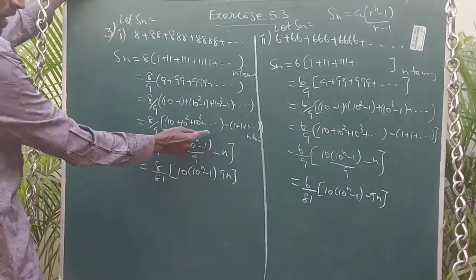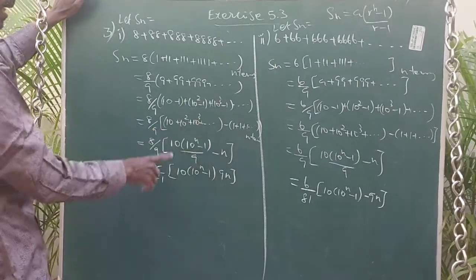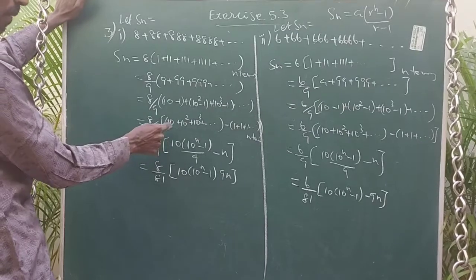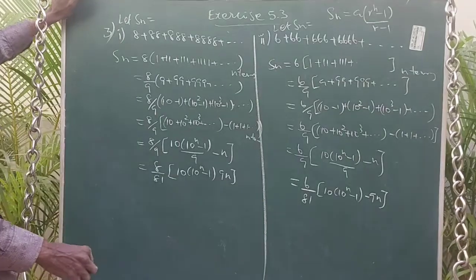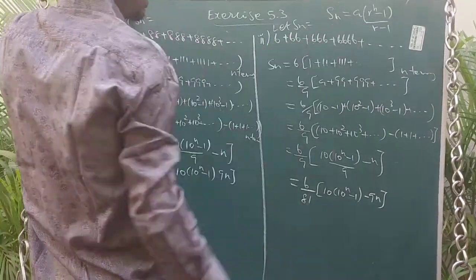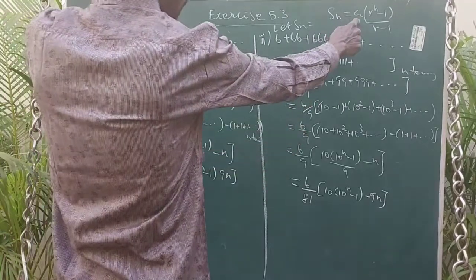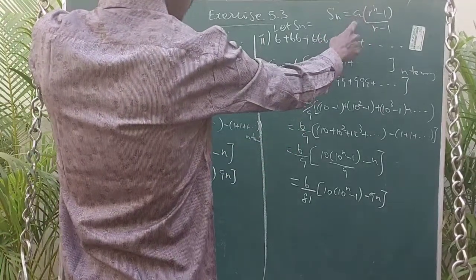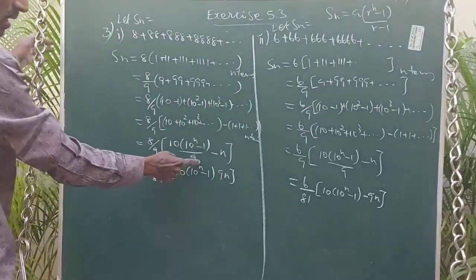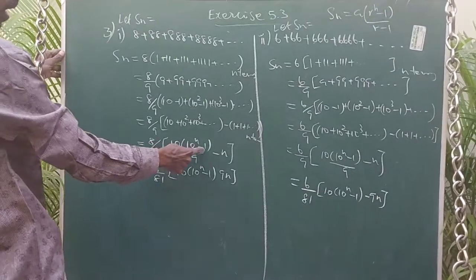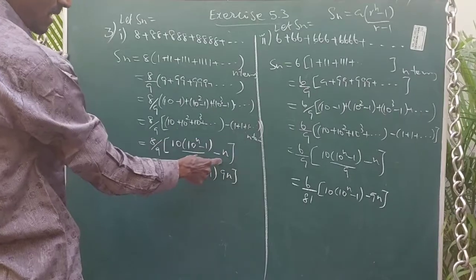Now look at the first series, 10 plus 10 square plus 10 cube plus etc. It is in GP. The first term A equals 10 and the common ratio R equals 10. For a GP we have the formula Sn equals A into R power n minus 1 by R minus 1. Here put A equal to 10, R equal to 10. So 10 into 10 power n minus 1 by 10 minus 1, which is 9. Minus, we are adding 1 n times, so minus n.